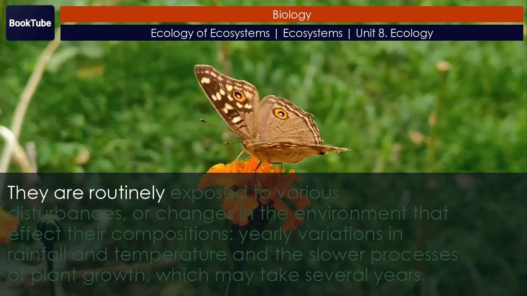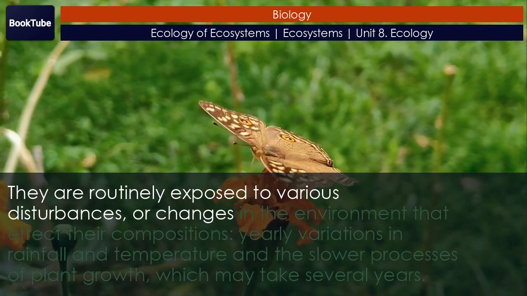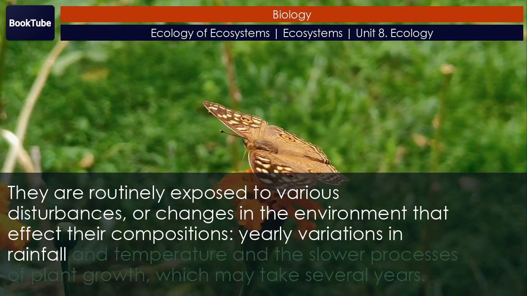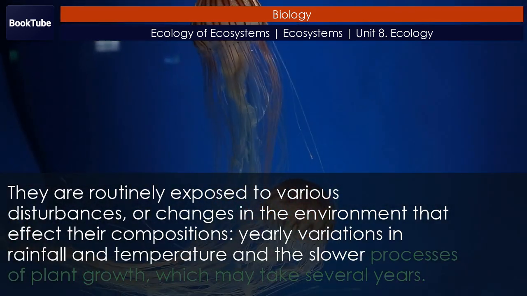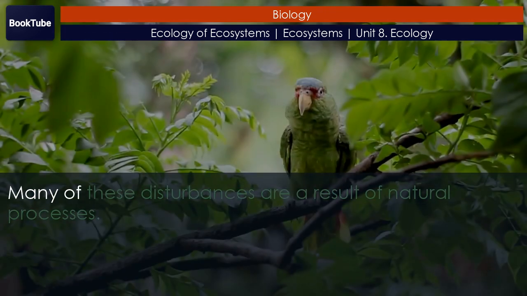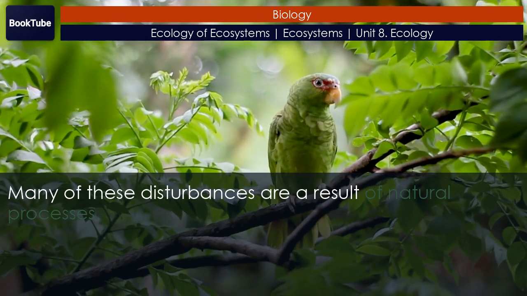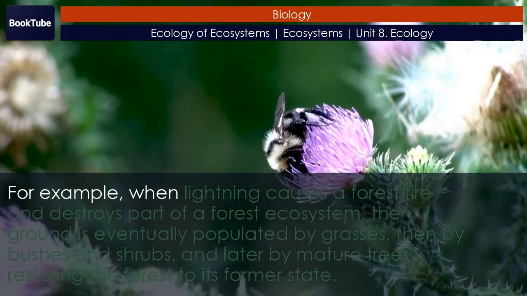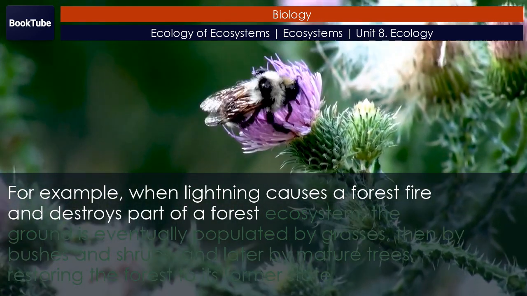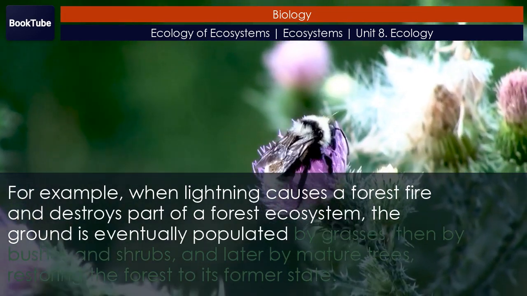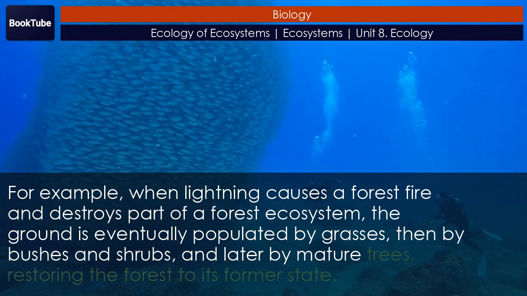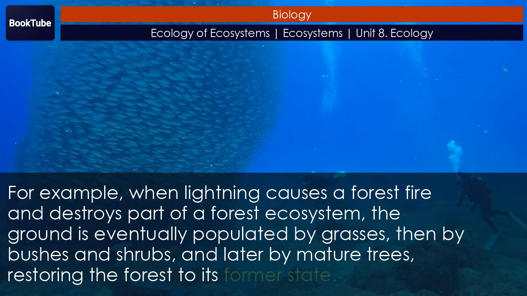They are routinely exposed to various disturbances or changes in the environment that affect their compositions. Yearly variations in rainfall and temperature, and the slower processes of plant growth, which may take several years. Many of these disturbances are a result of natural processes. For example, when lightning causes a forest fire and destroys part of a forest ecosystem, the ground is eventually populated by grasses, then by bushes and shrubs, and later by mature trees, restoring the forest to its former state.